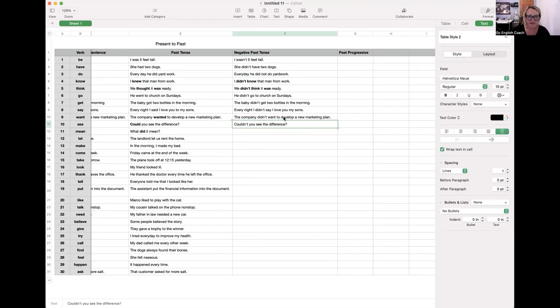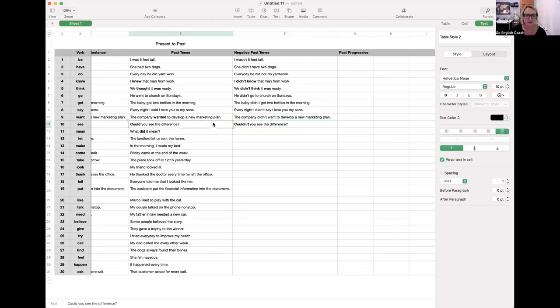Now, what we've discussed before is that this sentence and this sentence are essentially the same meaning. So you're asking basically the same question, even though this is negative. Could you see the difference? Couldn't you see the difference? There's a bit of a difference in the tone, but the meaning is essentially the same. Okay, it's a little bit more like, couldn't you see the difference? Like you're kind of confused. Like, I saw it, why didn't you? That's kind of the difference there. But the meaning of those sentences is the same, essentially. Just a little bit different tone.